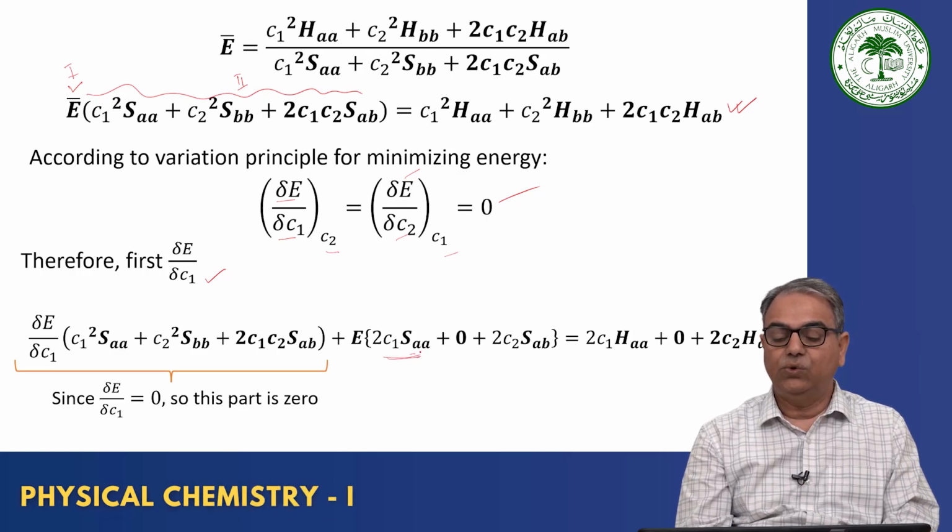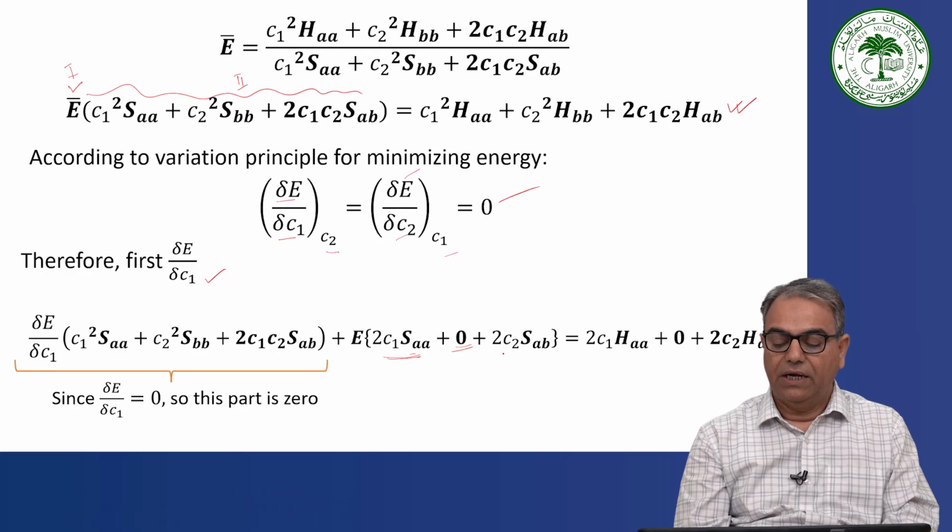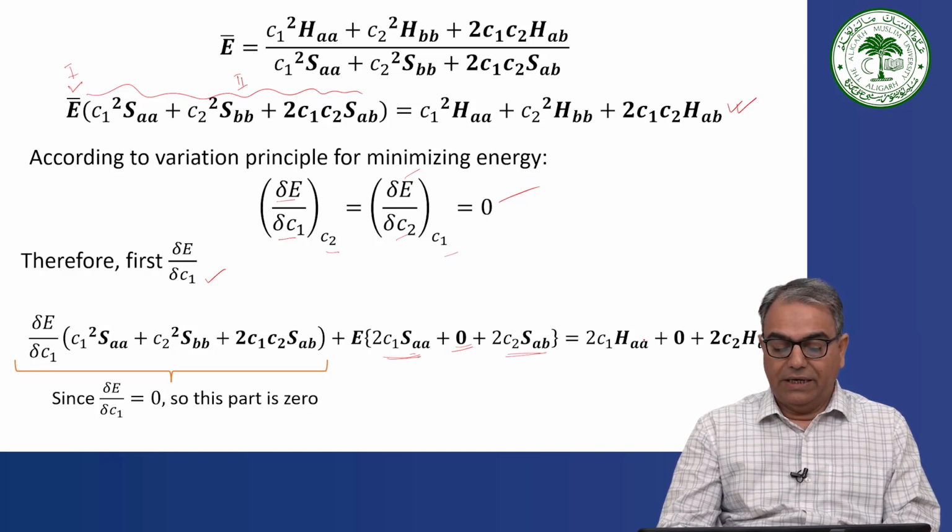Then the term is C2 square SBB. You do not have C1 here, so it's a constant term, it will become 0. Then you have 2 C1 C2 SAB. So differentiation of C1 with respect to C1 will be equal to 1 and it will be 2 C2 SAB. So LHS differentiation is fine. Now go for RHS. For RHS, it will be 2 C1 HA, then C2 square HB will become 0 and 2 C2 HAB.